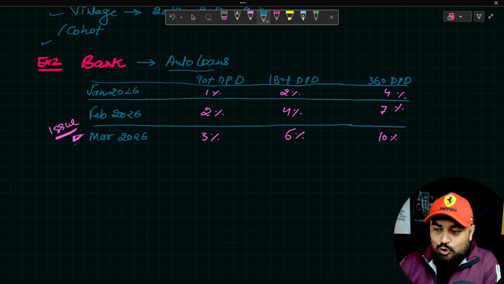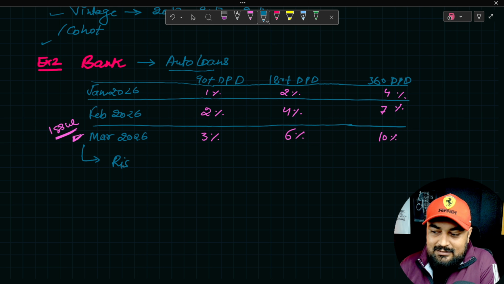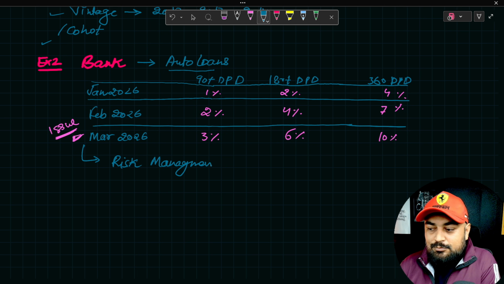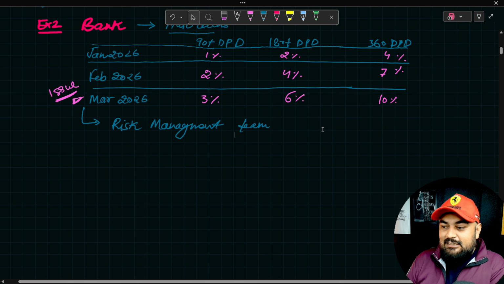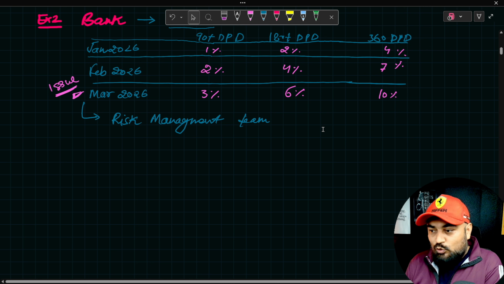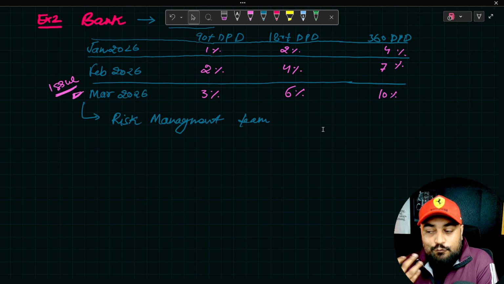So now you understood that there is an issue with this cohort. Okay. Now you are part of the risk management team. In a bank, the risk management team usually takes care of all these. You understood March has an issue. You notified your managers, everybody. That's what you do. But you need to figure out why, what is the reason for this.